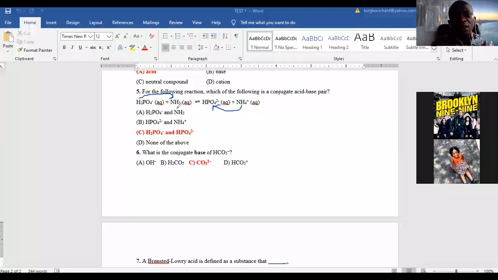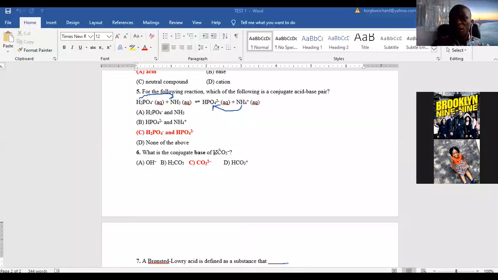Then 6. What is the conjugate base of HCO3 minus? Again, once you are asked to find the conjugate base of something, it means the thing that you've been given to find its conjugate base is an acid. So treat the bicarbonate ion, the HCO3 minus, as an acid.